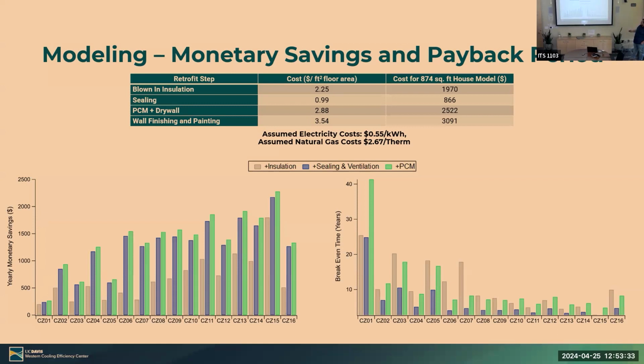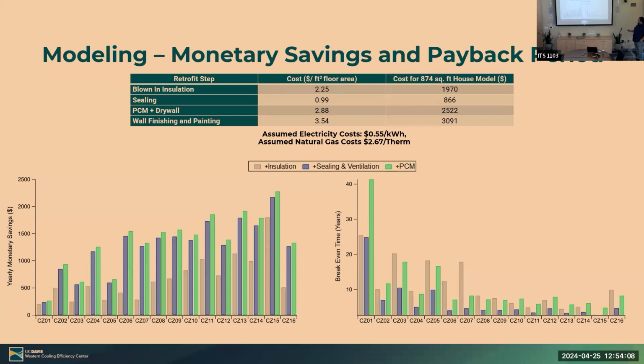So yearly monetary savings with each step, obviously, yearly monetary savings increases with each step here. So adding blown insulation, ceiling, PCM, and drywall, increases your HVAC energy savings with each step. But I think a better quantitative measurement to look at would be the break-even time.